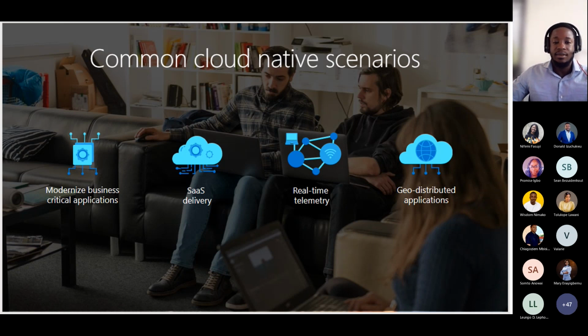The third scenario highlights the importance of real-time telemetry, and this involves the collection of data that's analyzed from devices like cars, smart buildings, and other sources. So by leveraging cloud-native solutions and the cloud, organizations can process and analyze vast amounts of data in real time, enabling them to make data-driven decisions and optimize their operations.